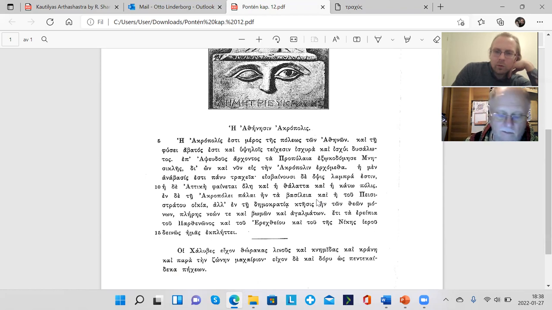Ta basileia, yeah. Was, exactly. It was. So this is the imperfect form of be. So the palaces and the homes of Peisistratus were here. Yeah, the home of the tyrant Peisistratus was there.